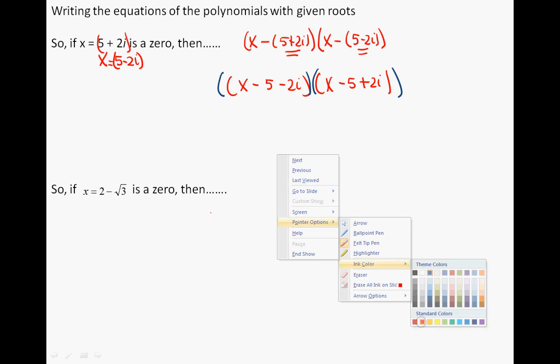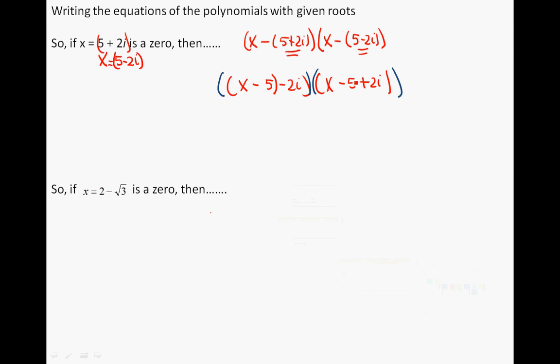Let me see if I can do it this way. So let's see what I just did. Inside this first one, I wrote x minus 5 minus 2i. So x minus 5, that's going to be the first term. That's a. So this is an a, and then 2i is a b. So this is a minus b.